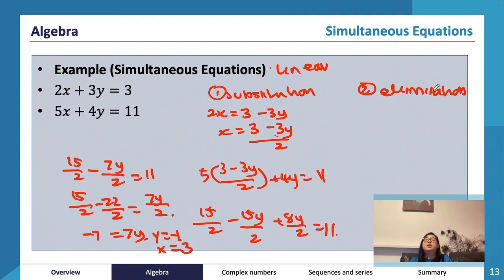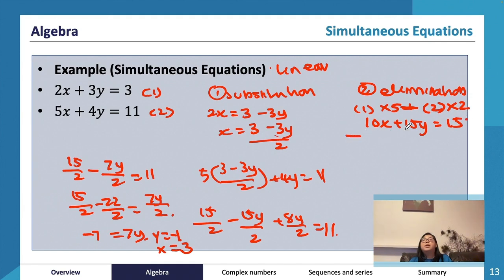Cool. Let's talk about the elimination method. In elimination, you are aiming to get rid of one of the variables, and you change the whole equations and minus the equations as a whole. So if we name this one 1 and this one 2, we can times the first one by 5 and then minus away from the second one times by 2. So this times by 5 will give us 10x plus 15y will equal 15, and that will be minus this times by 2. That will give us 10x plus 8y will equal 22.